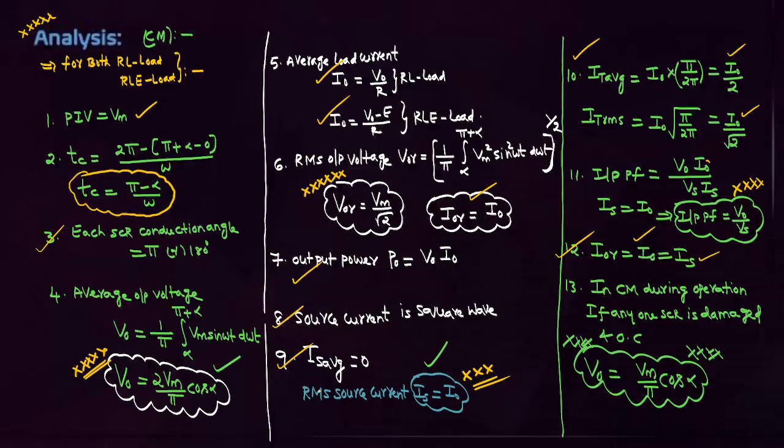In a full wave rectifier, it may be a diode rectifier or a thyristor rectifier, in continuous mode of operation, all these currents are equal: RMS load current equals average load current equals RMS source current.